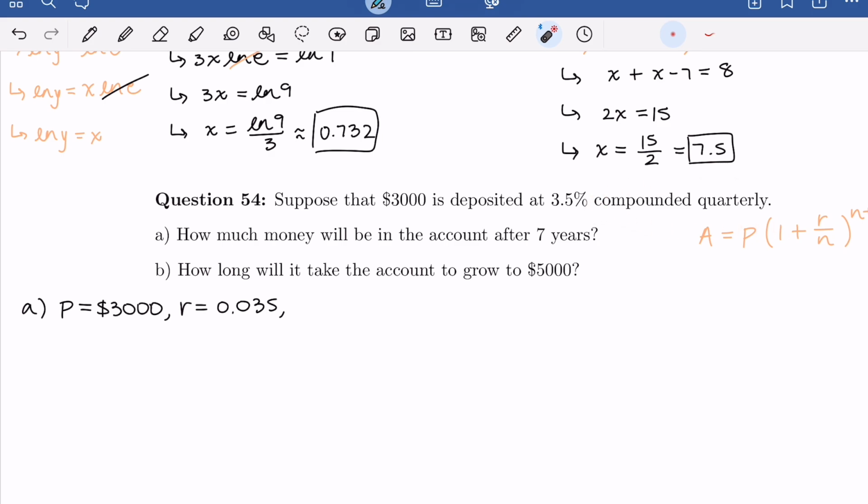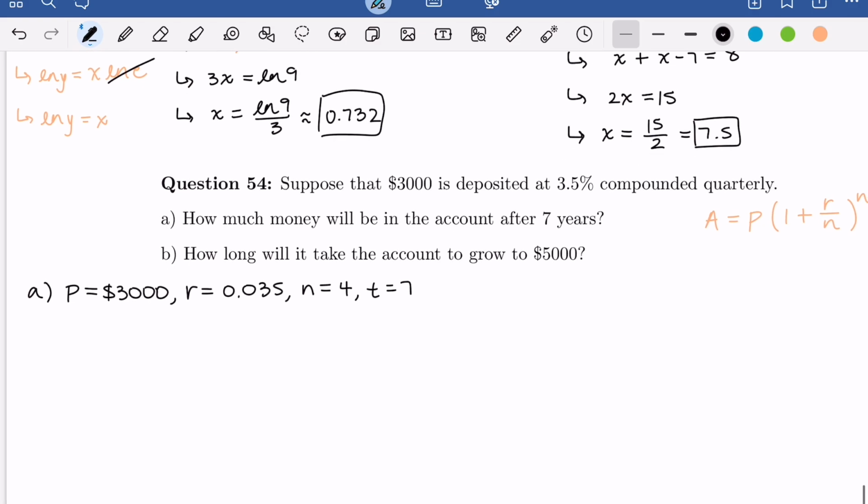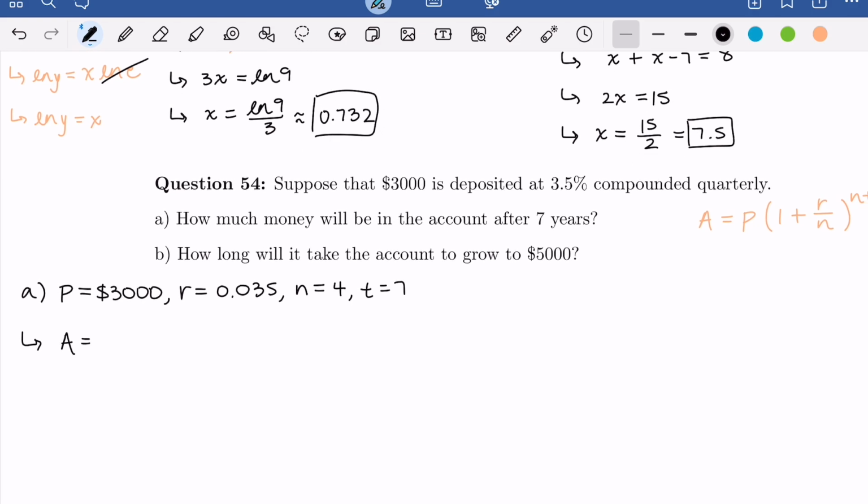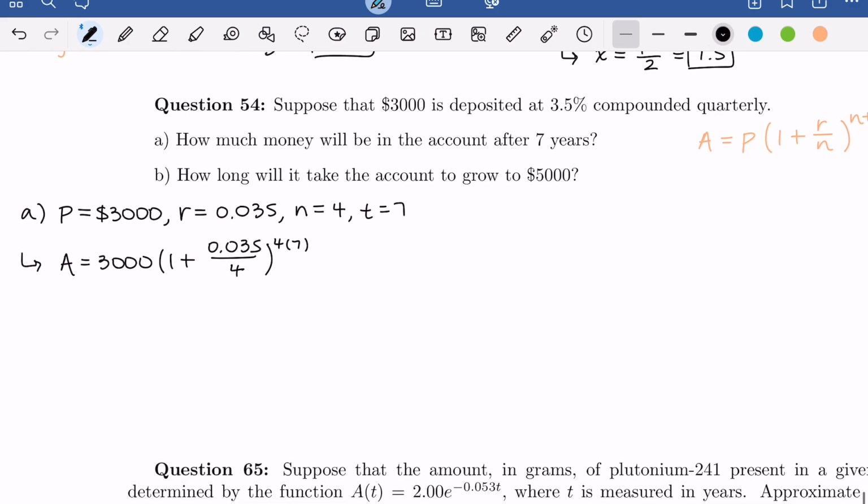So if it's compounded quarterly, then N is going to be equal to 4, and lastly, T is going to give us 7. So we want to find A after 7 years, so we're just going to plug in this given information. So we're going to have our principal times 1 plus our rate over 4, and this is all going to be raised to the 4 times 7 power. So let's try to simplify this as much as possible before plugging it into a calculator. In our parentheses here, this is going to end up being 1.00875, and this is going to be raised to the 28th power.